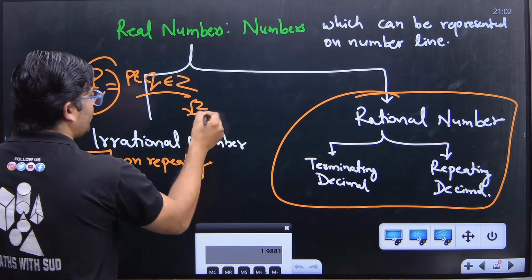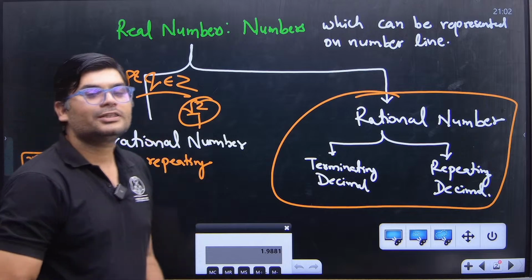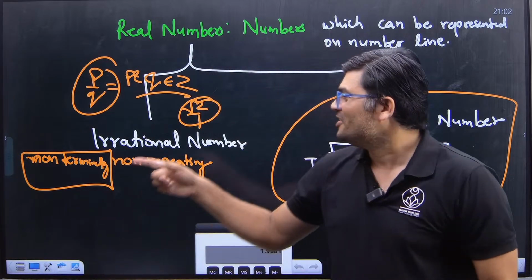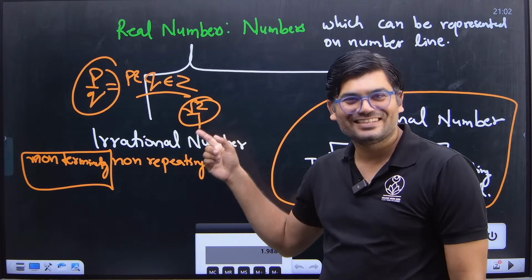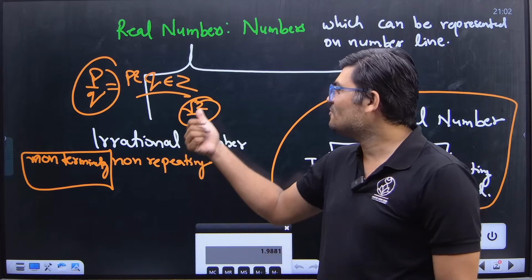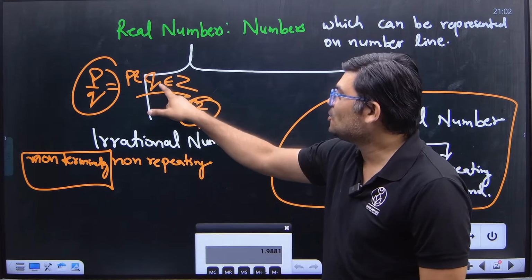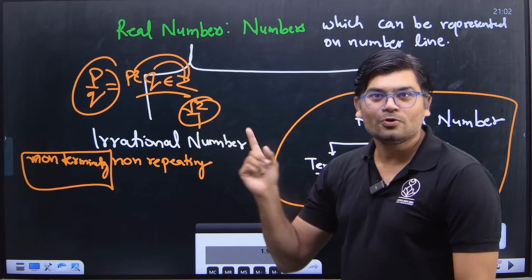Sir, I have written root 2 by 1 in the form of P by Q. Then what is root 2? Yeah, so this is a foolish argument. P and Q must be integers. Root 2 is not an integer.